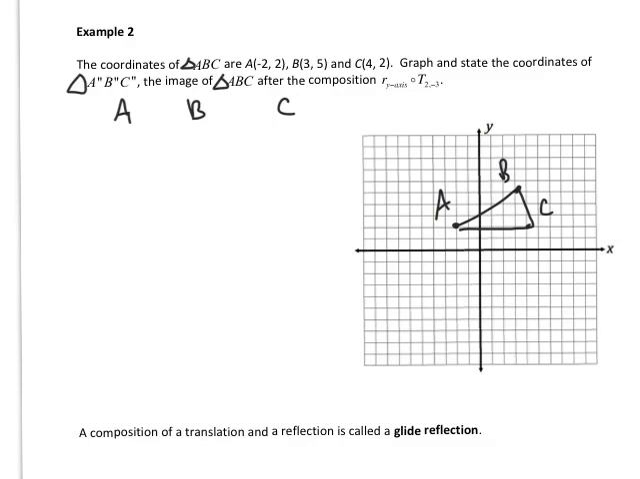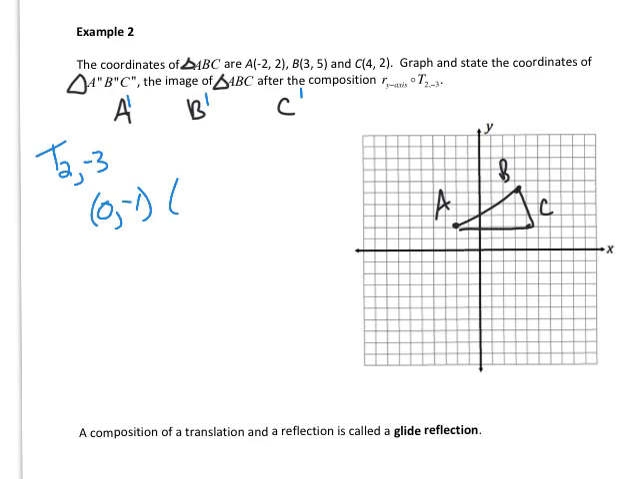So what I'm going to do is write my new coordinates down for the translation first. I'm translating 2, -3. So for point A, I'm going to write them down here. Point A, if I add 2 to the x and -3 to the y, I end up at 0, -1.